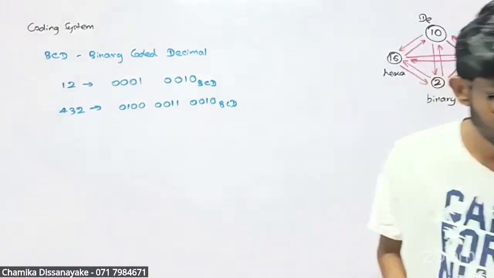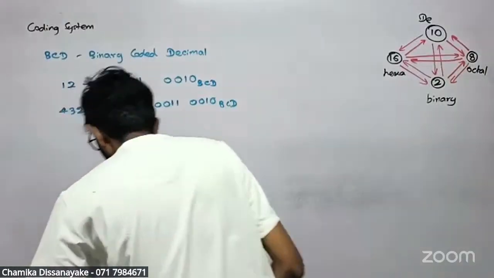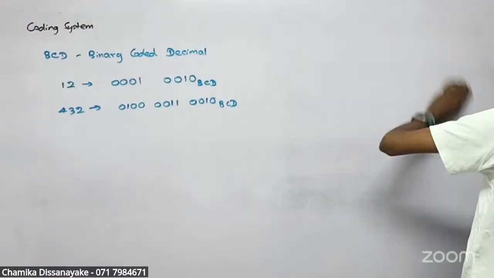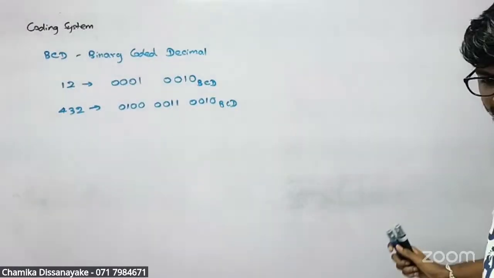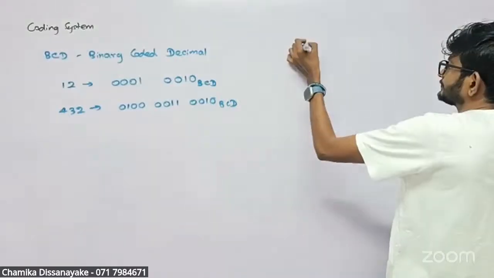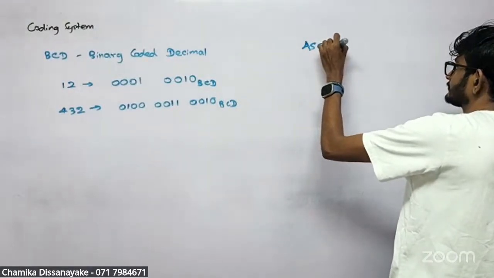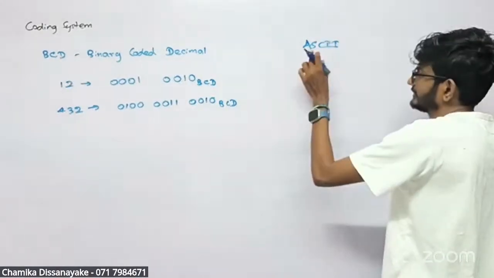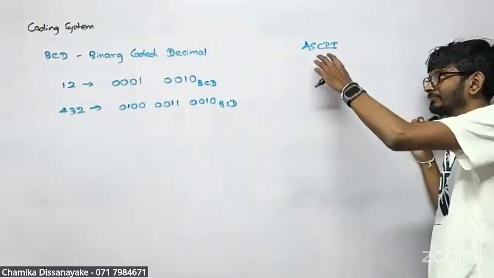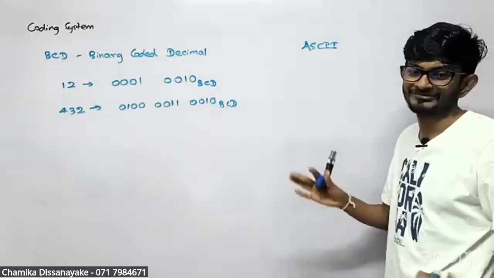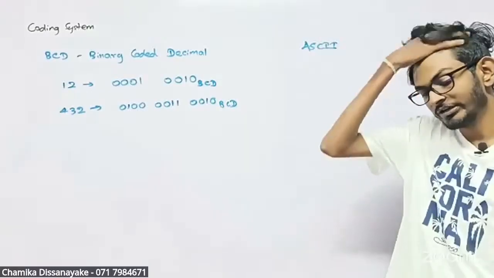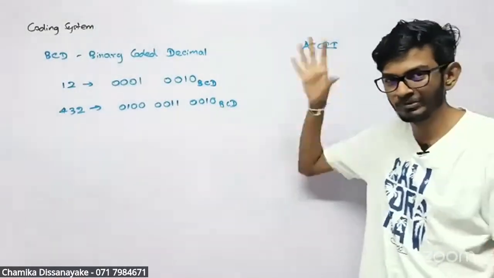The other thing we need to learn is ASCII. American Standard Code for Information Interchange. Okay, I'm not going to write the words denoted by these letters. It is very long, and that's why I'm not going to write it. Okay. American Standard Code for Information Interchange. That is the long word.